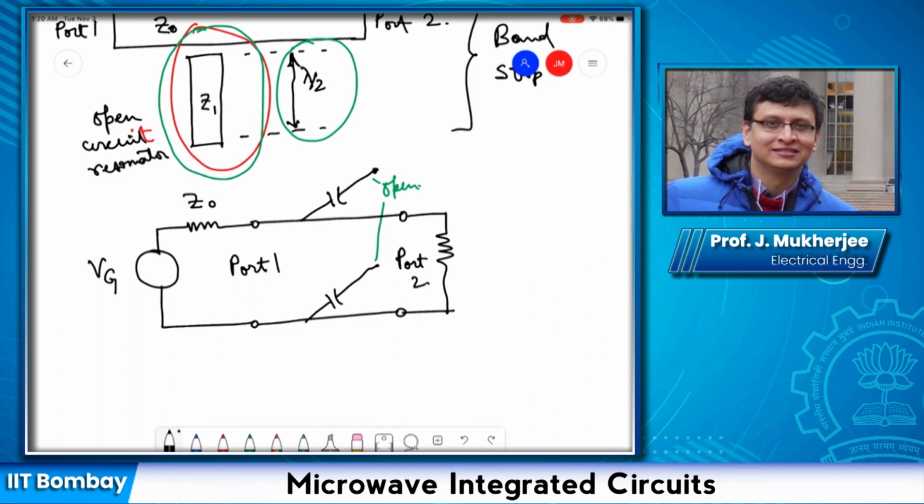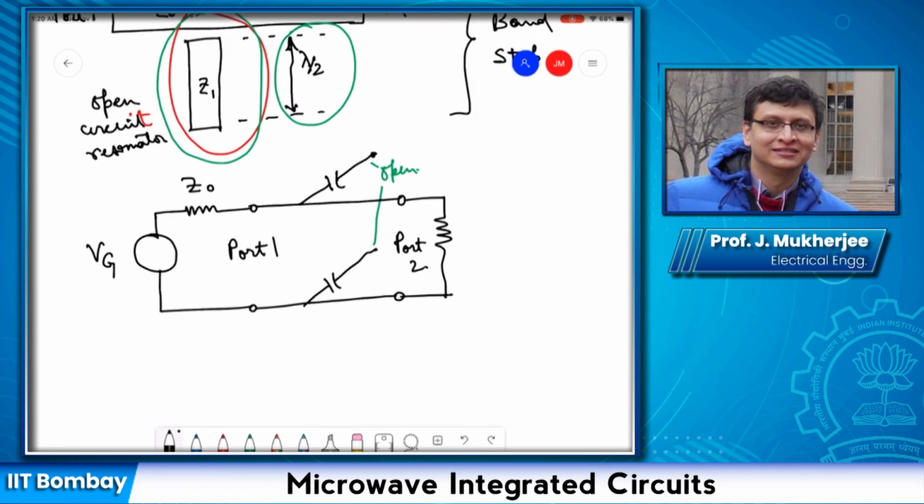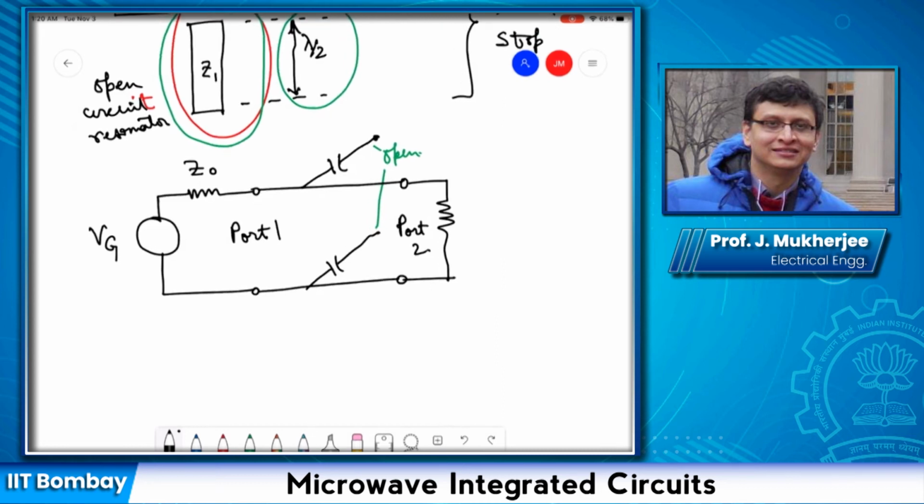How do I find out the insertion loss for this band stop filter? To do that, again, let's take help of ABCD parameters. The first thing we note here is that this whole part is in shunt. Now suppose I calculate the input impedance offered by this segment. This is actually two parts: one is a capacitor and the other is a transmission line part.